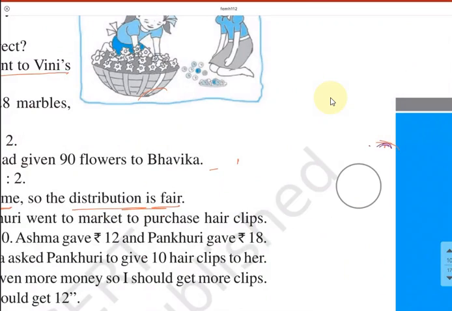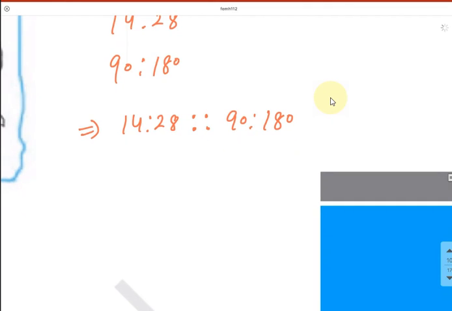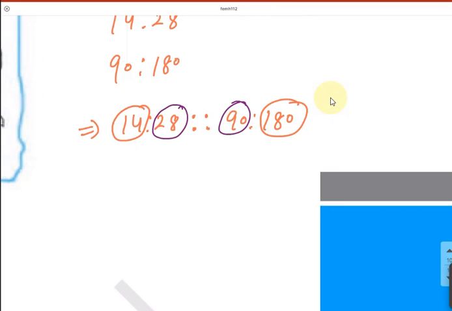We can also check this with the original one. The original ratio was 14:28 and 90:180. As both the ratios were equal, we can write them in proportion as 14:28 :: 90:180. So now what are the extremes here? 14 and 180. What are the middles here? 28 and 90. We can write 14 multiplied by 180 is equal to 28 multiplied by 90.